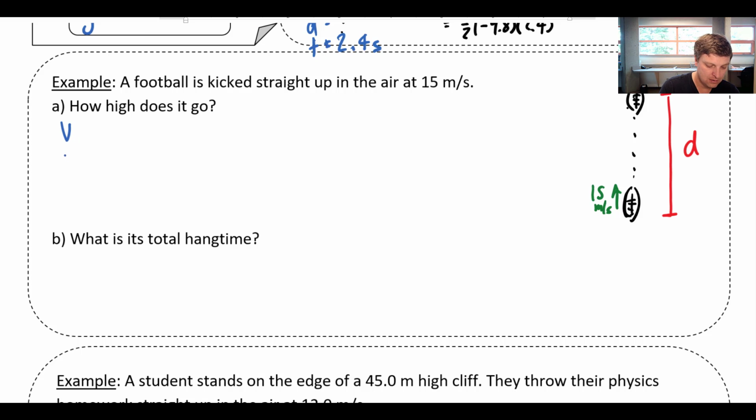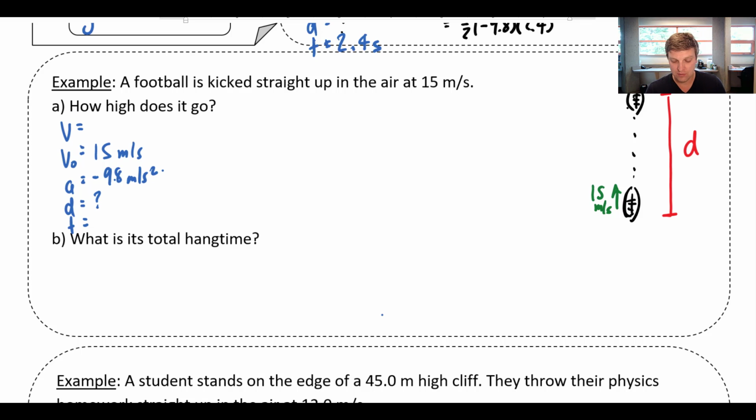Okay, let's set up our variables and see where we get to. So I've got V, V naught, A, D, T. Well, 15 meters per second, that's my initial velocity, so that's going to be positive 15. I'm looking for the displacement, so that's something I want to know. Even though the football is going up in the air, it's slowing down because of gravity. That's the acceleration due to gravity, so the acceleration is negative 9.8 meters per second squared.